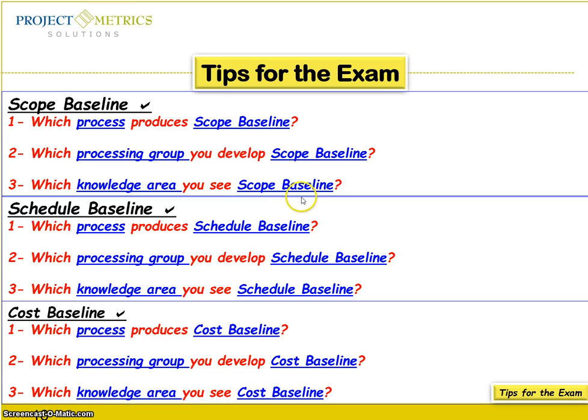The same thing we are going to talk about with the schedule baseline: which process produces the schedule baseline, which processing group you develop the schedule baseline in, and which knowledge area you see the schedule baseline. The same thing with this cost baseline: which process produces cost baseline, which processing group you develop the cost baseline in, and which knowledge area you see the cost baseline. If you didn't get this answer right, then you have to restudy again, and focus on the process and the processing group and the knowledge area.